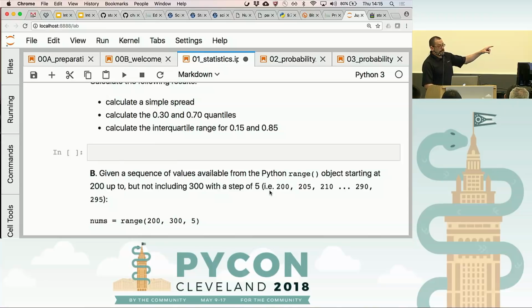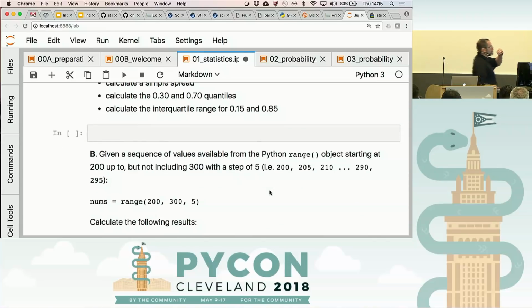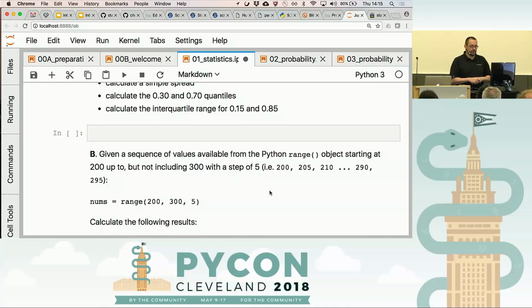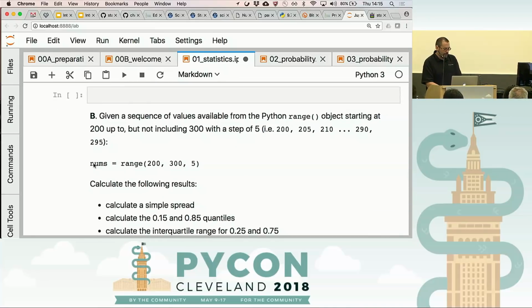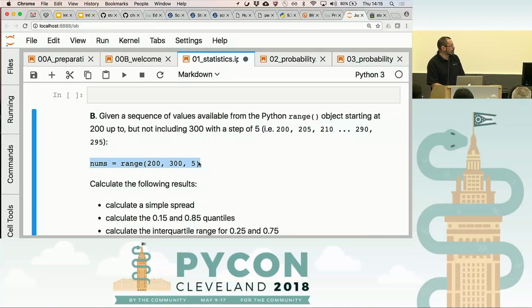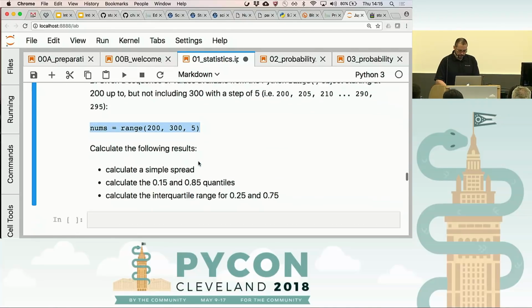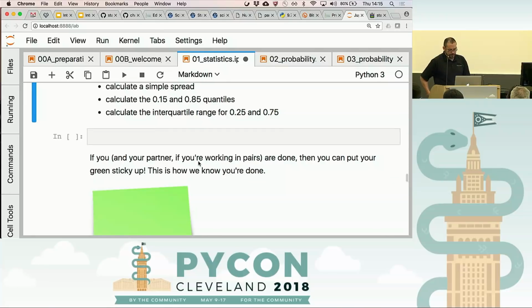One nuance for this second one, you guys should pay attention here. We're going to use the range function to create a sequence of values from 200 all the way up to, but not including, 300. So if you've never used the range object to create a sequence of numbers for you, we have that here. This is how you would do it. All right. And we'll cut you loose. When you're done, put up your little green stickies. If your green sticky is still up, take it down.